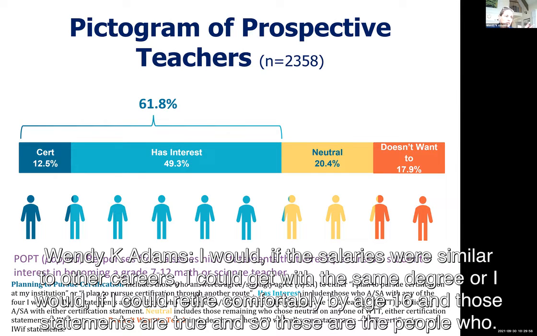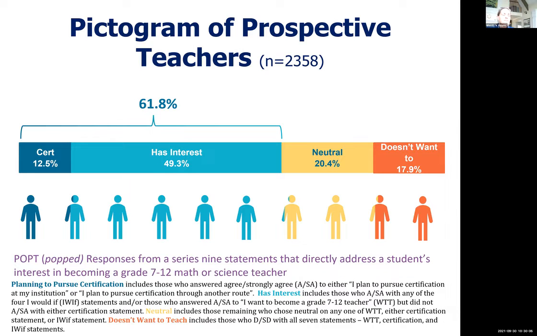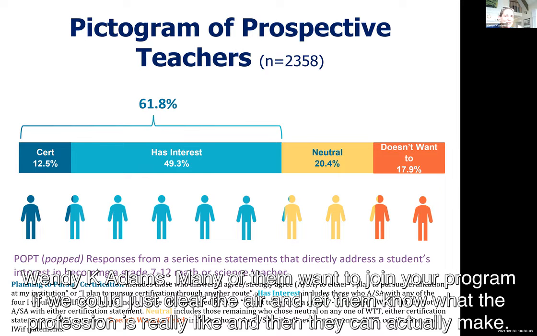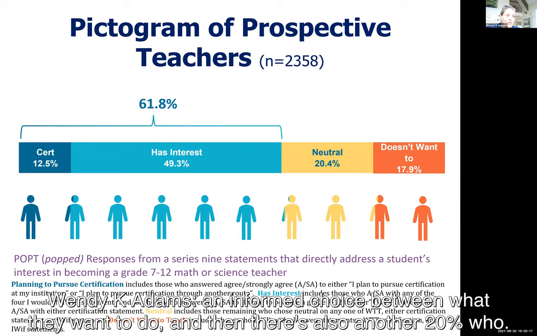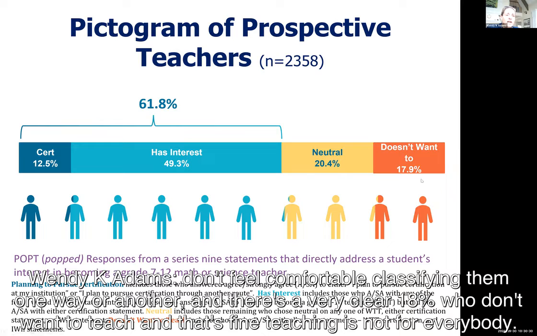And so these are the people who, if you can get the facts out to them, these are your prospective teachers. Many of them will join your program if we could just clear the air and let them know what the profession is really like. And then they can actually make an informed choice between what they wanna do. And then there's also another 20% who were not clear in their indications about whether they want to teach or don't wanna teach. And so we put them into this category where we just really don't feel comfortable classifying them one way or another. And there's a very clear 18% who don't wanna teach. And that's fine, teaching is not for everybody.